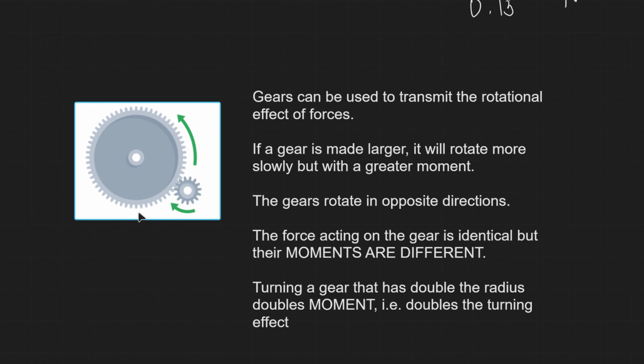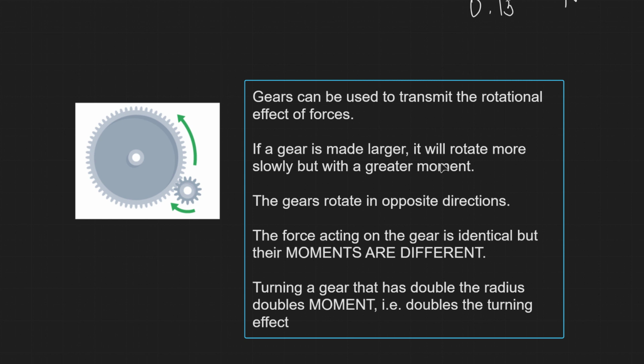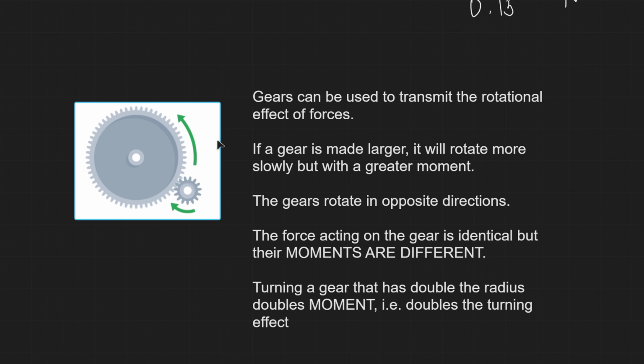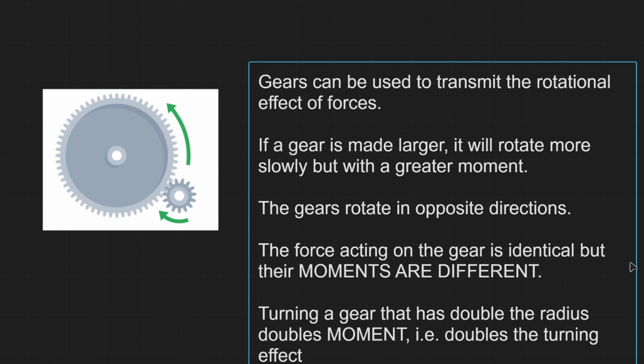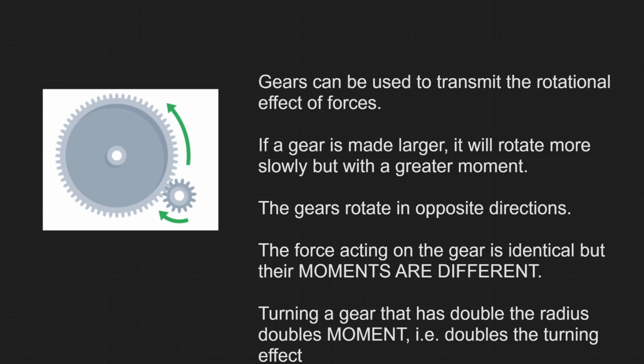We can also use gears to transmit the rotational effect of forces. Gears are typically found in things like bikes and cars and other machinery. If a gear is made larger, it will rotate more slowly, but it will have a greater moment. Notice how the two gears are rotating in opposite directions. So if this gear is moving upwards, it will push the following one up. In a way, the smaller gear is moving clockwise, whereas the larger gear is rotating anti-clockwise.